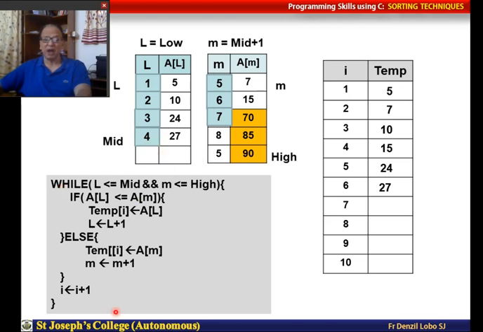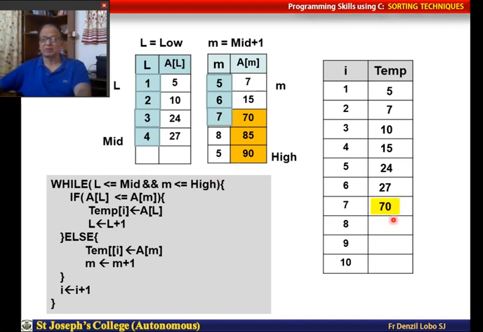Therefore it comes out of this loop because now the L value has become 5, which is more than mid, so you are left with these two numbers. So what do you do now? You have to just insert the numbers in this list.